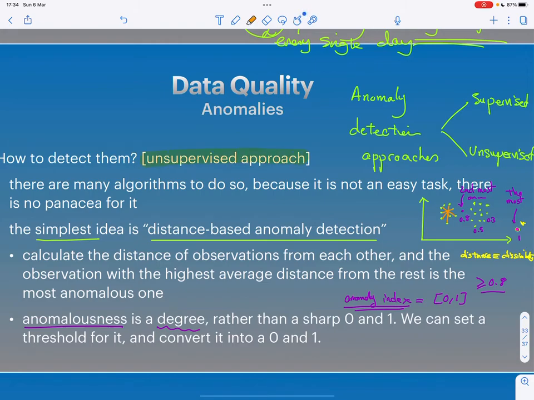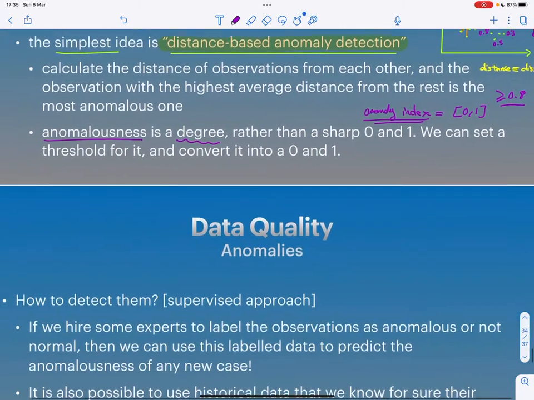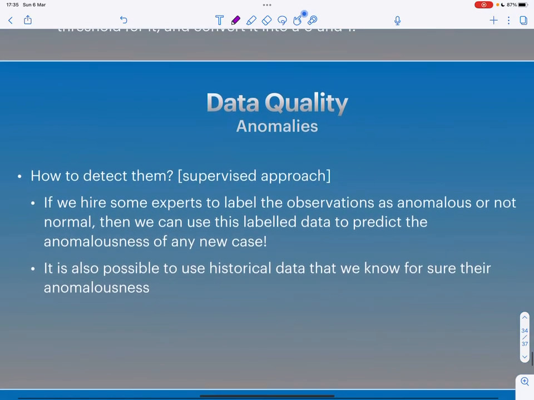And the only unsupervised approach of anomaly detection that I want you to learn is distance-based anomaly detection, which is based on calculating the average distance of a case from the rest of the cases. If this average distance is very high, then we can be quite certain that there is something suspicious here, like we have an anomaly here. But what about the supervised approach?